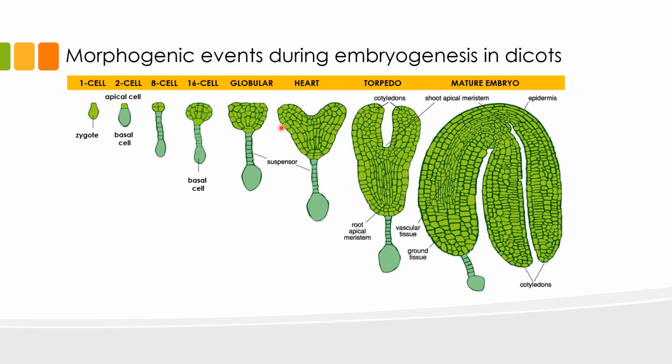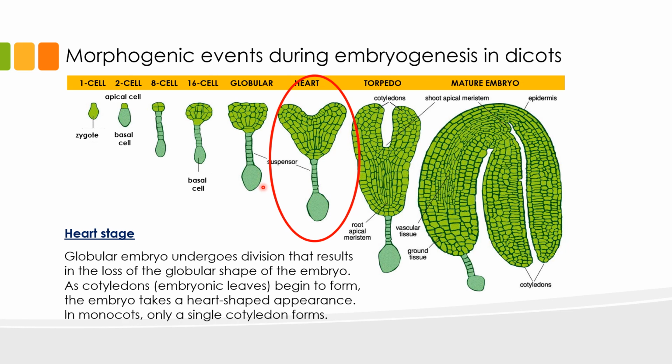Following the globular stage is the heart-shaped embryo. As the globular embryo undergoes division, the cotyledons or the embryonic leaves begin to form. The early development of the cotyledons give the embryo a heart-shaped appearance. In monocots, only a single cotyledon forms.